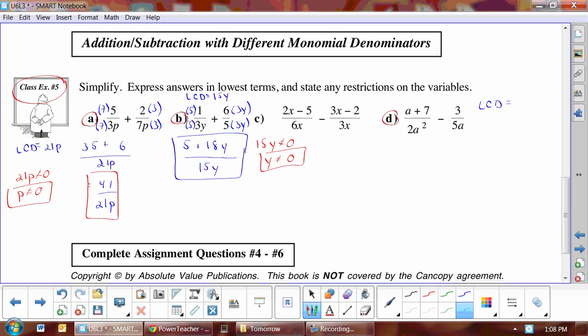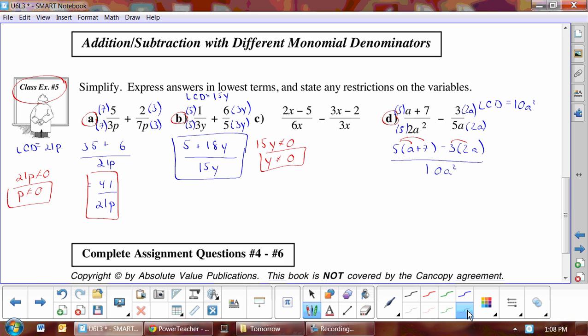Okay, so D. What is our lowest common denominator? 10a squared. Okay, so the sides get multiplied by 5. These ones get multiplied by 2a. Okay, so we go 5 times a plus 7 minus 3 all over 10a squared.